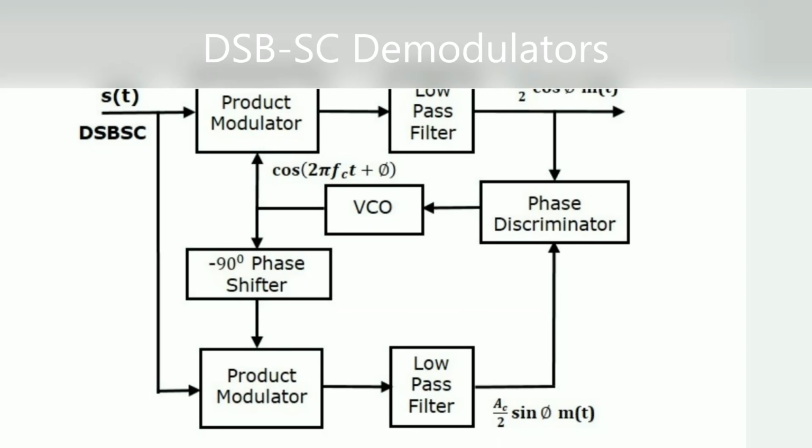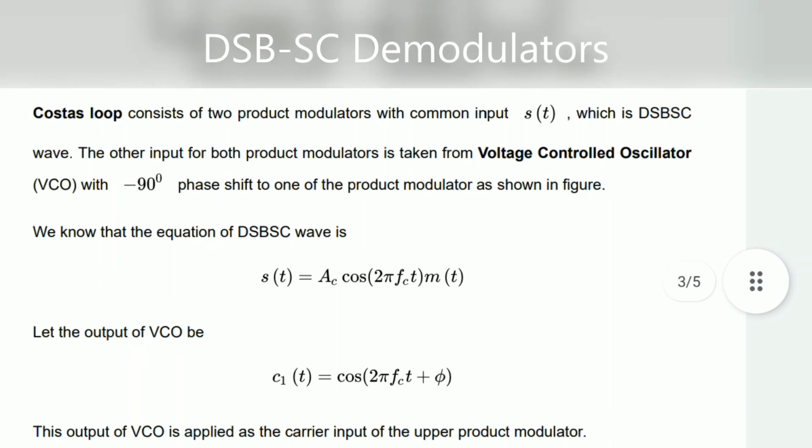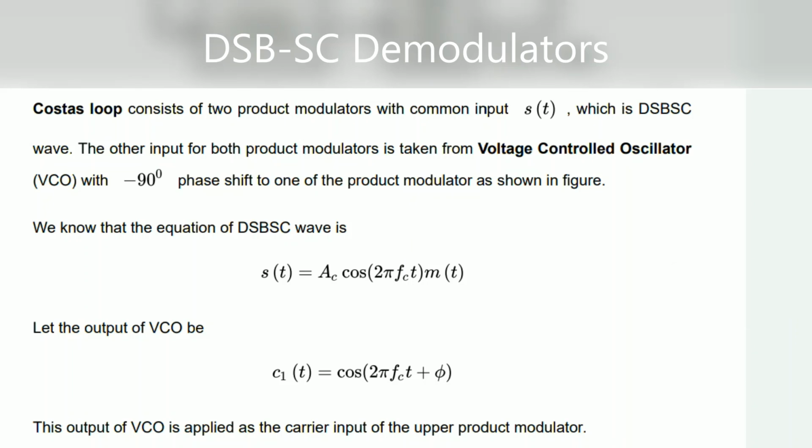Then the product modulator output will be passed to the low pass filter, and it will give the output of the demodulated signal. So just see the explanation here. The Costas loop consists of two product modulators with common input s of t, which is the DSB-SC wave. The other input of the product modulator is taken from the VCO, that is the voltage controlled oscillator, with minus 90-degree phase shift to one of the product modulators, as shown in the figure.